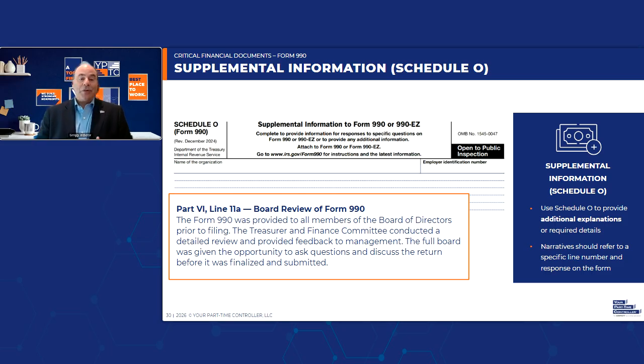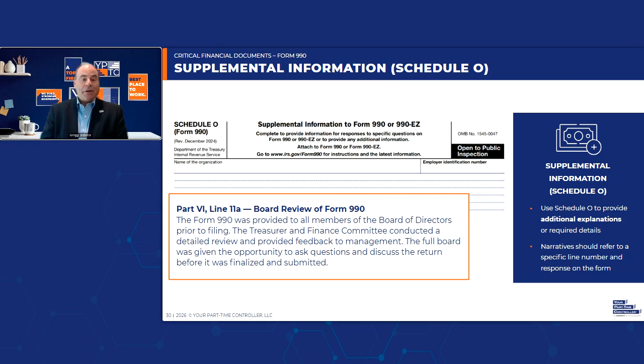Schedule O is used for other things. It can be used to provide details about conflicts of interest, whistleblower, or document retention policies. It might explain how officers and key employees are compensated. It might describe significant changes in revenues or expenses. It's also a place to note unusual grants excluded from our public support calculation, or maybe providing information about required lobbying or fundraising disclosures. And often it can be used to explain differences that might occur between the audit and Form 990.